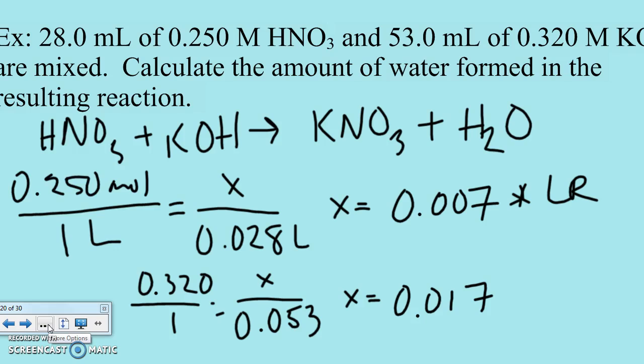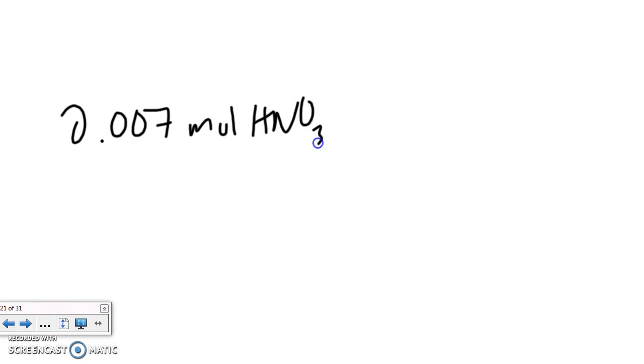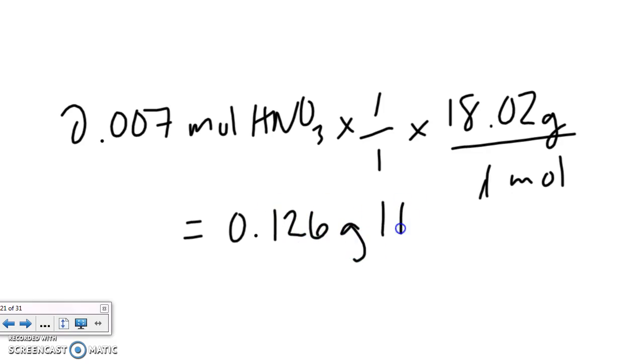We could continue this problem then to find out the amount of water that's formed using that many moles of our limiting reagent. It's a 1-to-1 ratio, and then water has a mole weight of about 18.02 grams per mole. That's probably not exact according to the periodic table, but I'm going to use it anyway because when you multiply that and round to 3 sig figs, I don't think it matters much. So you get 0.126 grams of water.